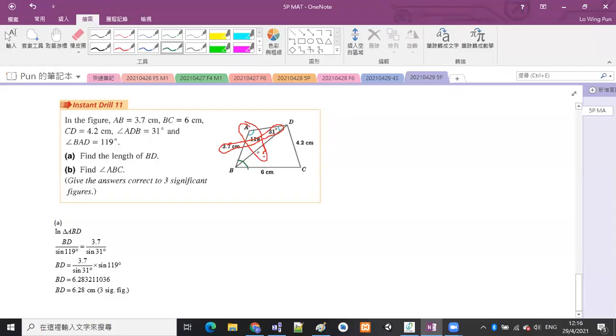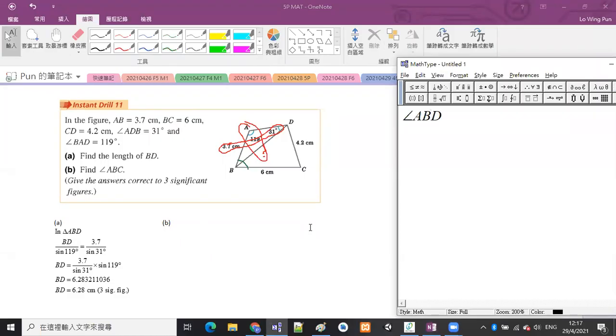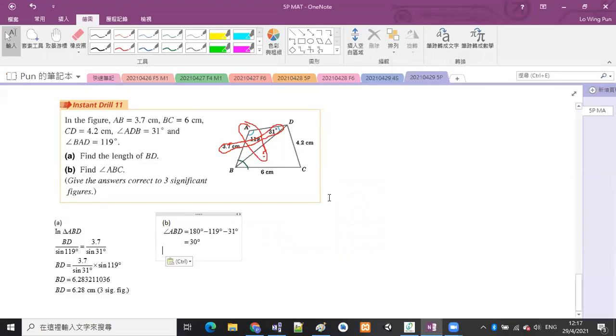Angle ABD is very easy to find, because in triangle ABD, we already have the first angle to be 119 degrees, and we also have the second angle to be 31 degrees. So we can find angle ABD by using the angle sum of a triangle. So 180 degrees minus 119 degrees minus 31 degrees, and it should be equal to 30 degrees.